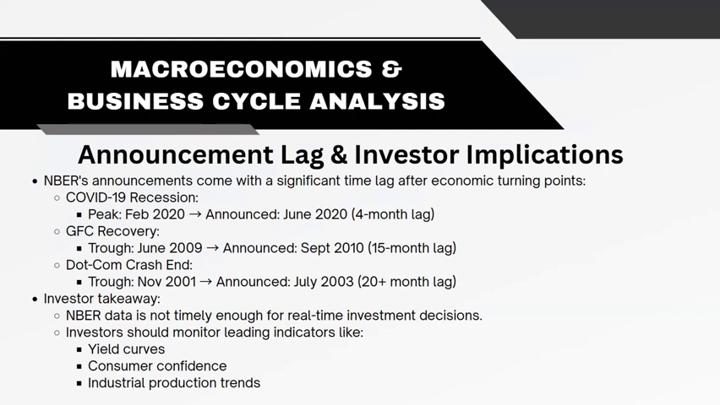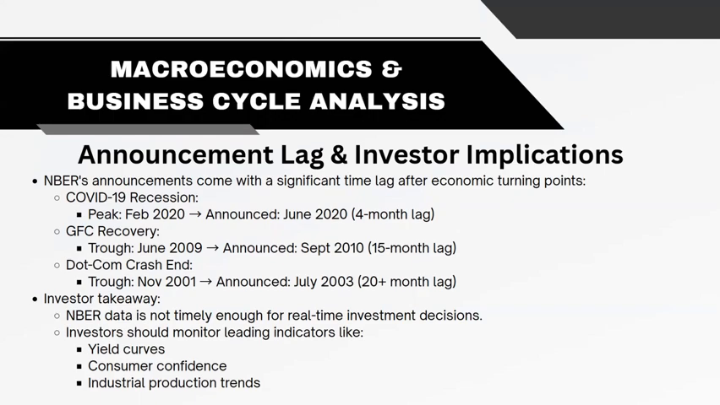Due to the nature of NBER, there is often a delay between the actual economic turning point and the official announcement from NBER. What this means for investors is that the delay implies that real-time decisions cannot rely solely on NBER data alone. By the time a recession is declared, markets usually may have already adapted or even started recovering in some instances. Therefore, investors must use different indicators such as yield curves, consumer confidence, and industrial production trends.